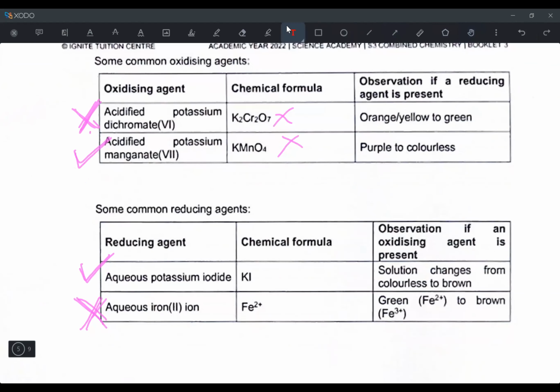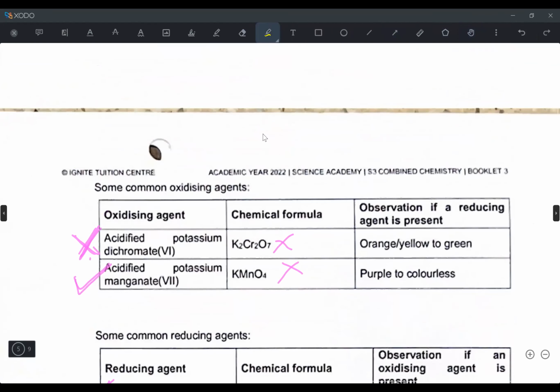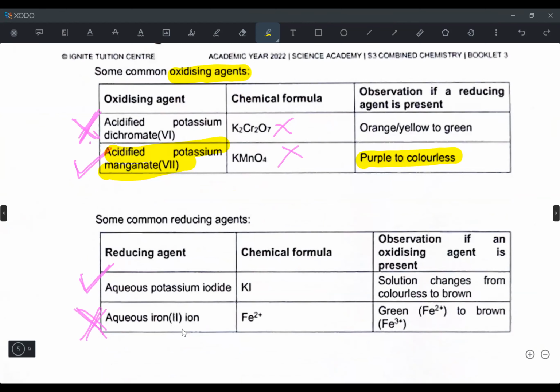So just remember, I highlight the key thing. Common oxidizing agent, memorize this one: acidified potassium manganate(VII). The observation, if a reducing agent is present, is it will change from purple to colorless. Then another thing you need to memorize is the common reducing agent, aqueous potassium iodide.